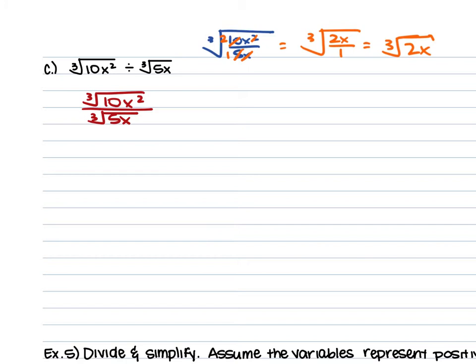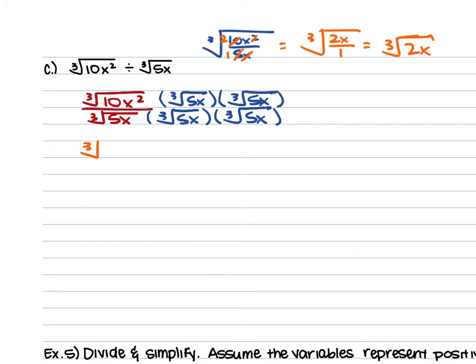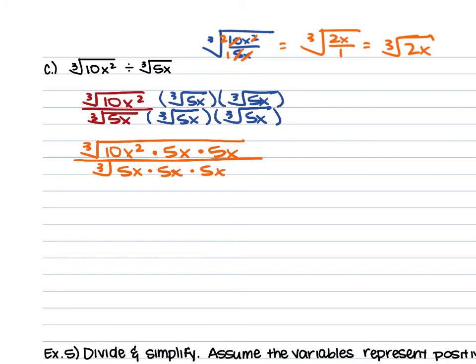And then let's multiply it to see the difference between the two. If we multiply the cube root of 5x by itself 3 times and do the same to the numerator, I'm going to rewrite this as saying the cube root of 10x squared times 5x all over the cube root of 5x times 5x times 5x.